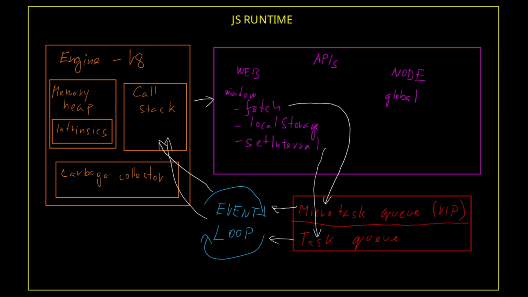We can see that the engine itself is single-threaded, but web APIs and Node APIs can run multiple threads in parallel, so it is the multi-threaded part of the JS runtime, and this sophisticated pattern allows us to run a single-threaded language which mocks multi-threaded behavior.